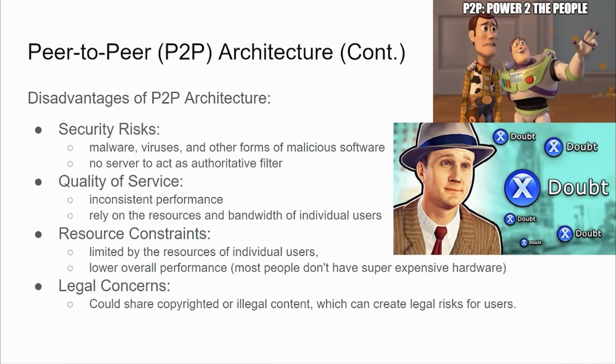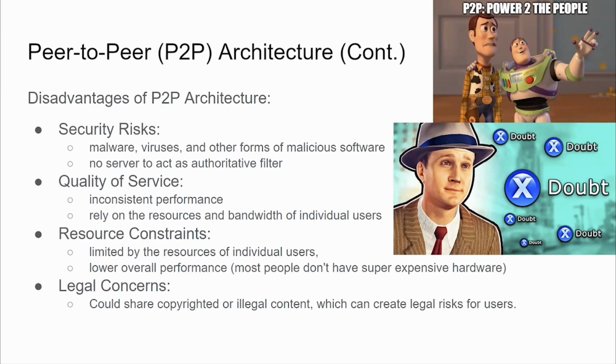Another disadvantage of a P2P architecture is the quality of service. P2P networks often suffer from inconsistent performance since they rely on the resources and bandwidth of individual users. This means that if some users have limited resources or slow internet connections, this can largely impact the performance of the entire network.